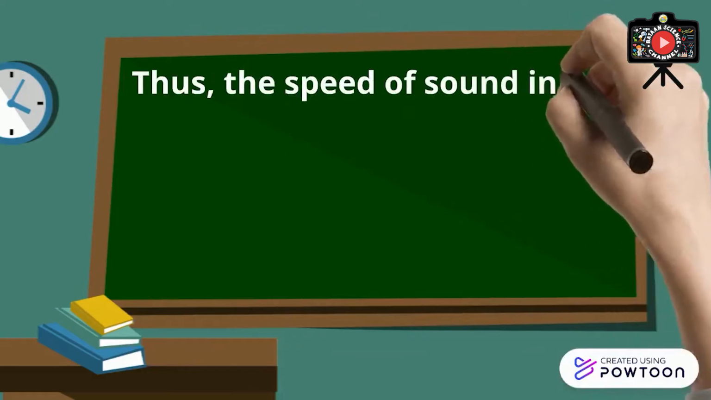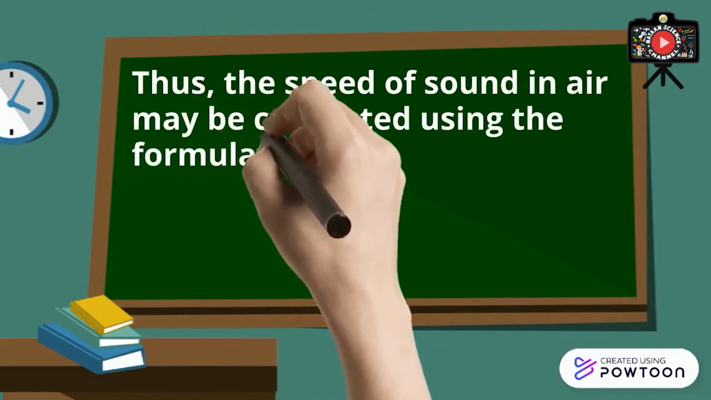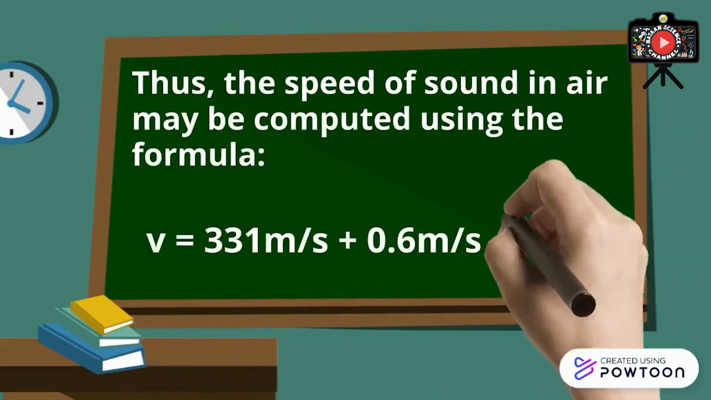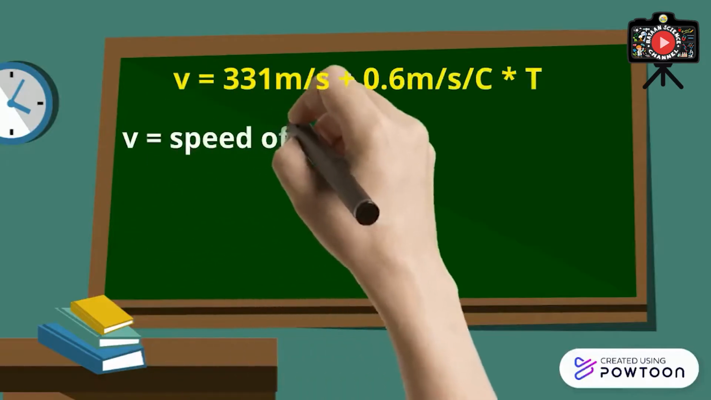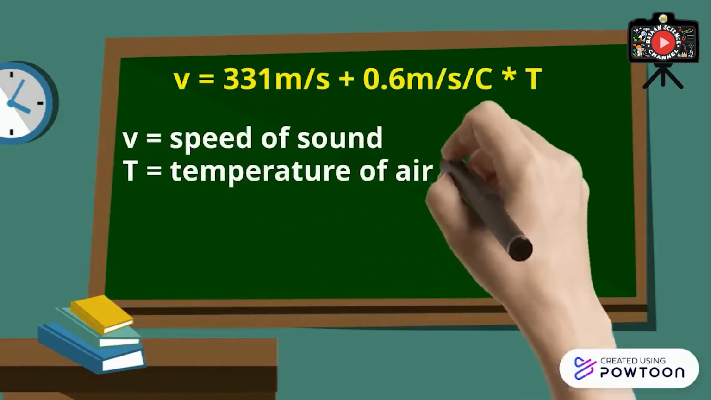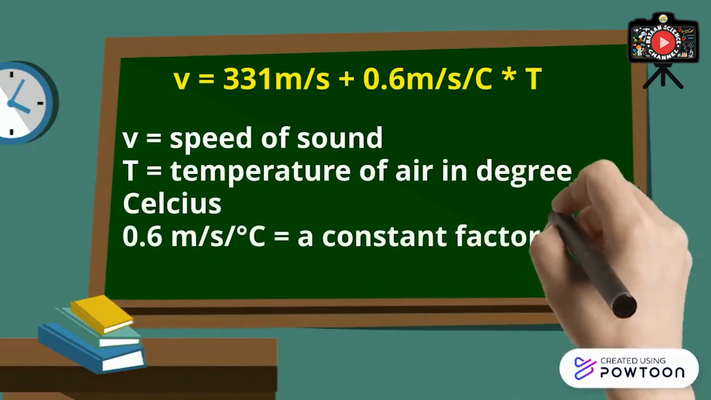Thus, the speed of sound in air may be computed using the formula V equals 331 meters per second plus 0.6 meters per second per Celsius multiplied by T, where V is the speed of sound, T is the temperature of air, and 0.6 meters per second per Celsius is a constant factor of temperature.